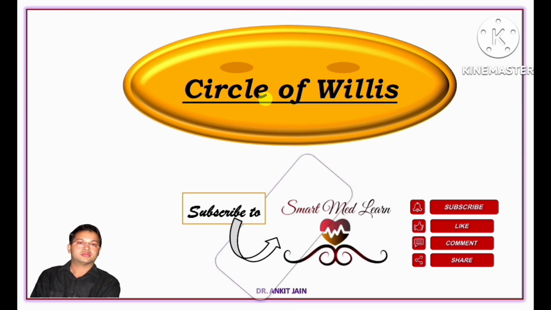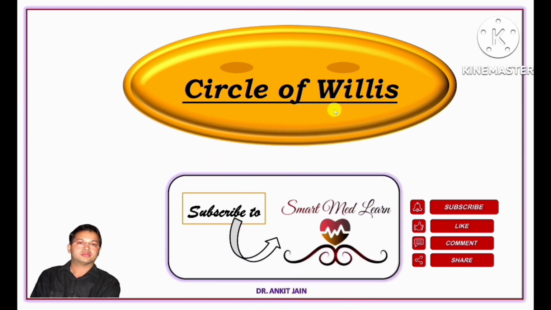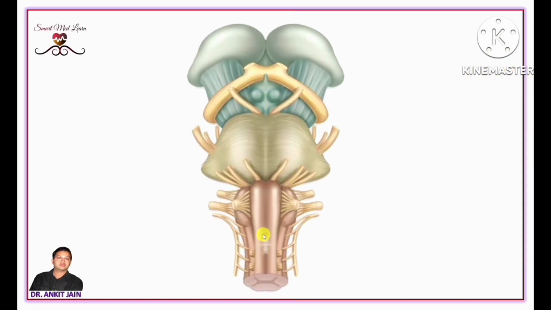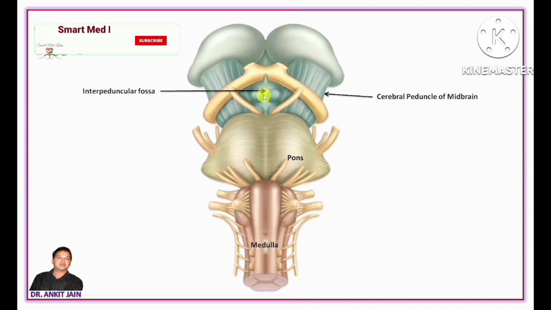In this video, I am going to discuss the circle of Willis. Let's begin with the parts of the brainstem. Here is the medulla, this one is the pons, and this one is the cerebral peduncle of the midbrain. Here is the interpeduncular fossa.